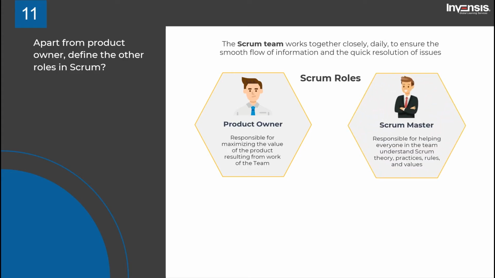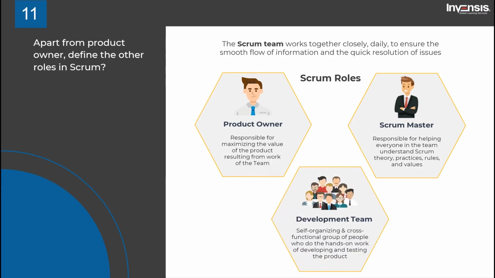Scrum Master. The Scrum Master is the coach and the gatekeeper of the Scrum team. In simple terms, he or she helps the Scrum team perform at their highest level. The Scrum Master does this by ensuring that everyone in the team understands Scrum theory, practices, rules, and values. Development team. The development team consists of professionals who do the hands-on work of developing and testing the product put forth by the product owner. This team tends to be made up of several members that are cross-disciplinary, including engineers, designers, architects, and testers.